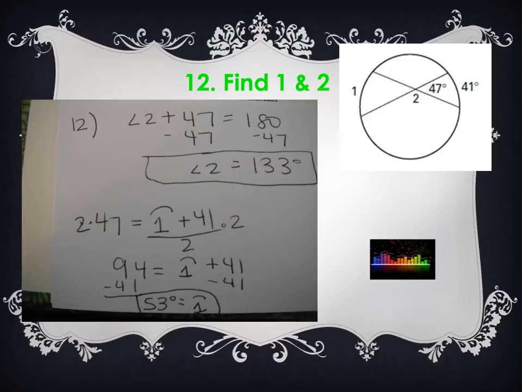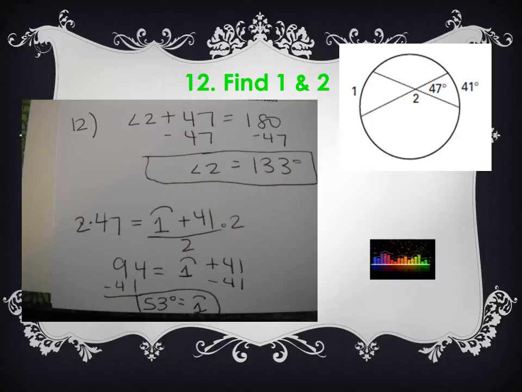This problem is just like number 11. We need to find arc 1 first. Arc 1 goes with the inside angle, which is 47 degrees, and it uses the arc that is 41 degrees. The vertex of the angle is inside the circle, so we will do angle, which is 47 degrees, equal to arc 1 plus the arc that is 41 degrees divided by 2.